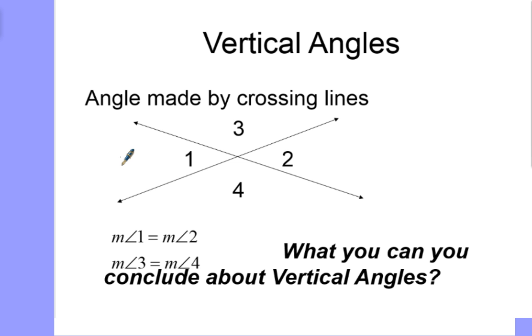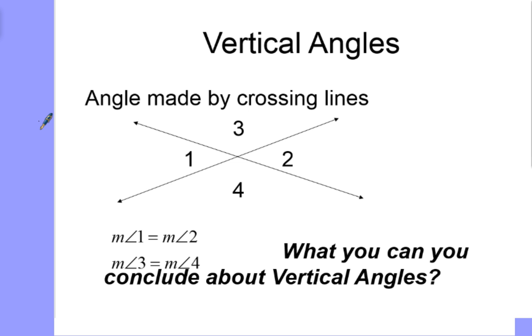All right, ladies and gentlemen, in this video we are continuing with our success criteria in which we are going to identify vertical angles and linear pairs, and we are going to use the following to find some missing angle measures. So let's first and foremost define what vertical angles are.